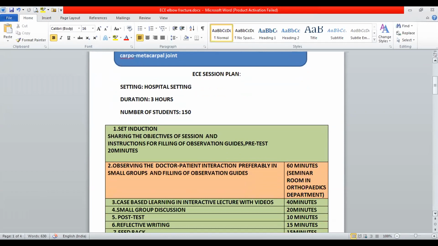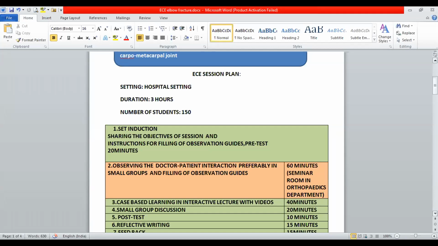In the first 20 minutes, the faculty will be giving a set induction to the students. The faculty will be sharing the objectives of the session, and they will tell about how the session will proceed, and then the instructions for filling of the observation guides, and a small pretest can also be taken for 5 minutes through Google Forms.